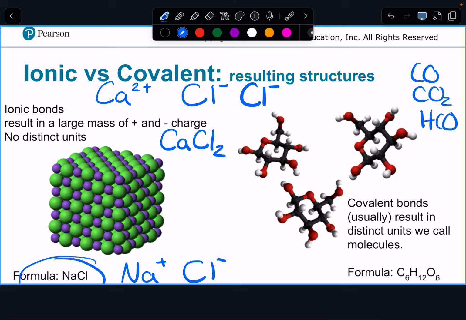Okay? Covalent bonds are totally different in how they form their actual structure. So this picture is glucose, and it has the chemical formula C6H12O6. So that is the actual number of atoms, 6 carbons, 12 hydrogens, 6 oxygens, that will form one individual little glucose molecule.